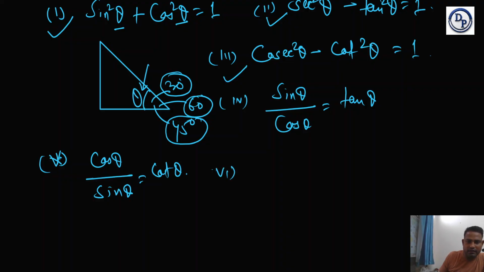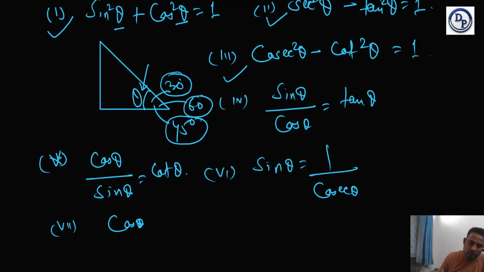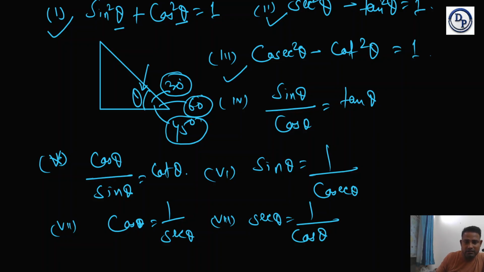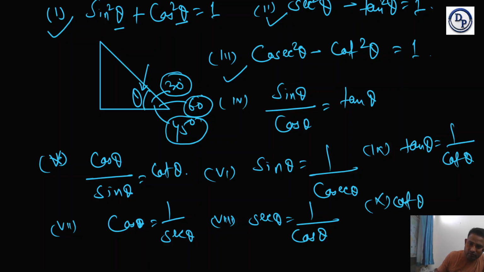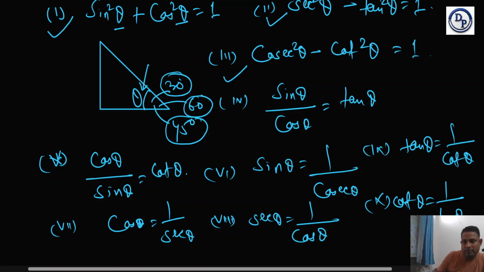And we can go further with the sixth, as we know sin theta is the reciprocal of cosec theta. Similarly, cos theta is 1 by sec theta, as well as sec theta equals to 1 by cos theta. This is 7, this is 8, and we can do for the 9: tan theta equals to 1 by cot theta, whereas cot theta equals to 1 by tan theta. There are some identities which we can see on the screen.